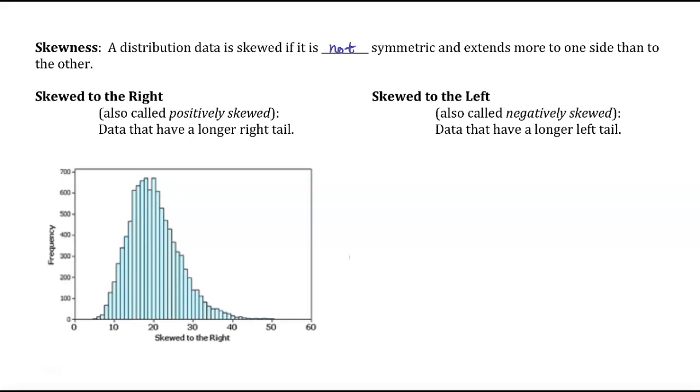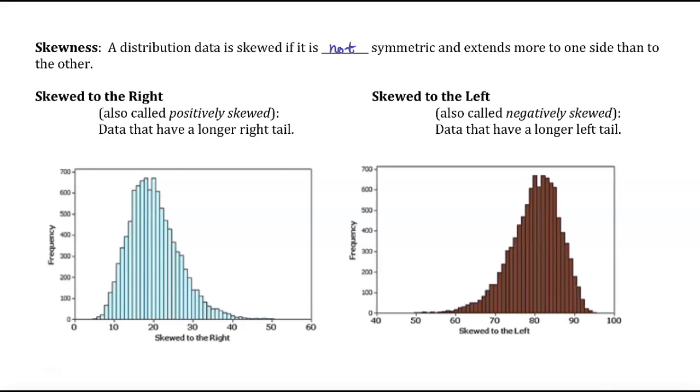Skewed to the left, on the other hand, has a longer left tail. It tends to drag on as the curve goes to the left more than to the right. This is also called negatively skewed. One way to remember skewed to the right and skewed to the left is to think about the toes on your feet. On your right foot, your toes get smaller as you go to the right, kind of like the longer right tail with positively skewed data. On your left foot, your small toes go off to the left, similarly to data that is negatively skewed.